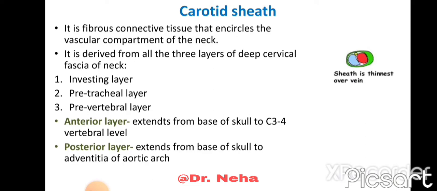It is derived from all three layers of the deep cervical fascia of the neck, that is the investing layer, pretracheal and prevertebral layer. The anterior layer of the carotid sheath extends from the base of the skull to the C3-C4 vertebral level, and the posterior layer extends from the base of the skull to the adventitia of the aortic arch. This sheath is thinnest over the vein and thicker over the arteries.